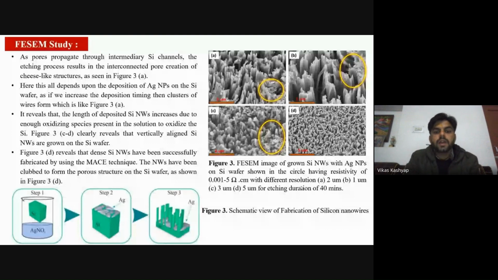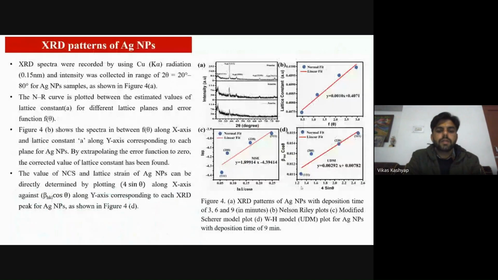After that, only silicon nanowires are left, with only residual Ag nanoparticles, which we treated at the last step with nitric acid. We removed the Ag nanoparticles and were left with only the silicon nanowires. This is the XRD pattern. The XRD pattern shows the 80 degree Ag nanoparticle sample.